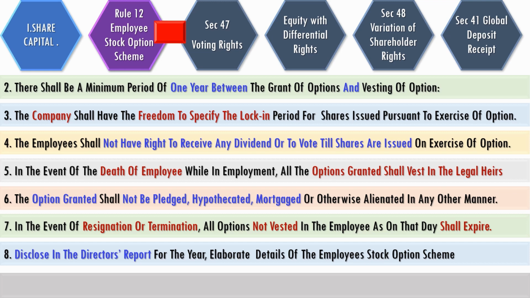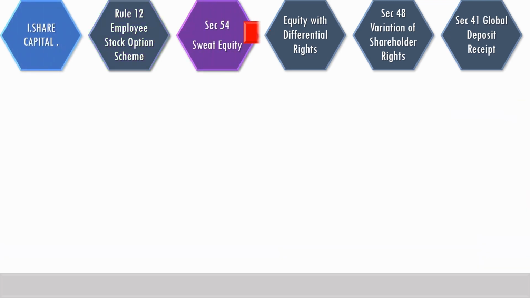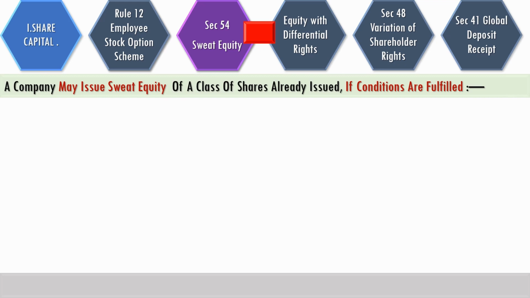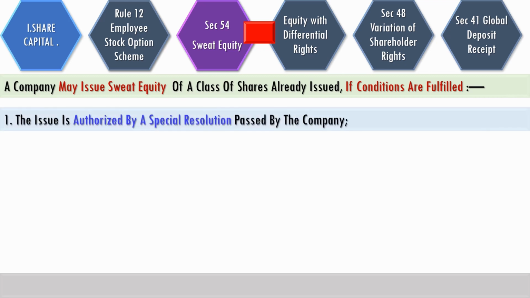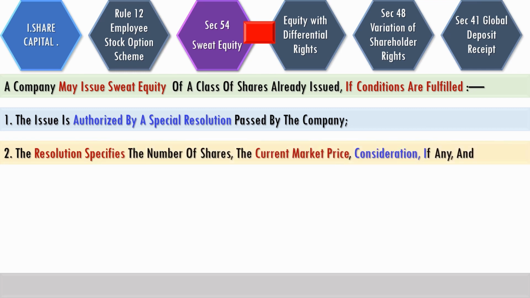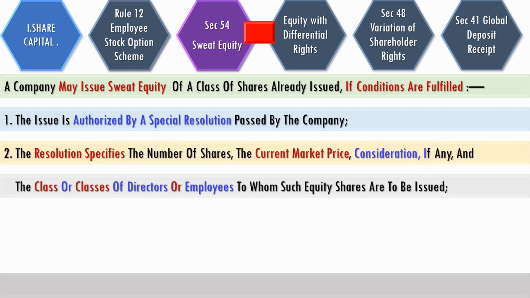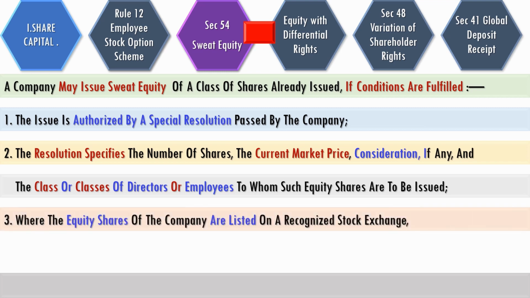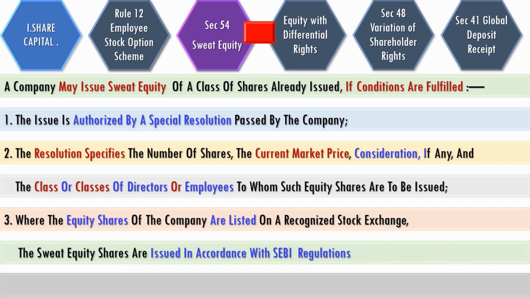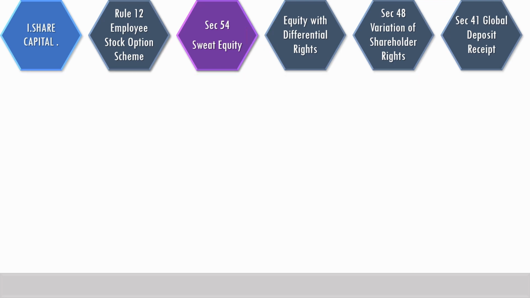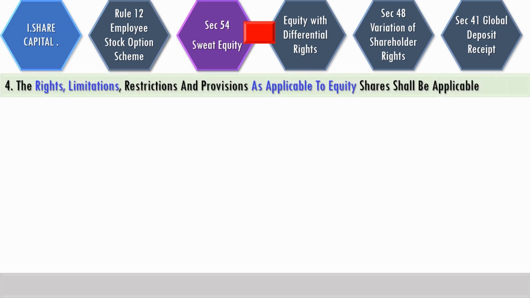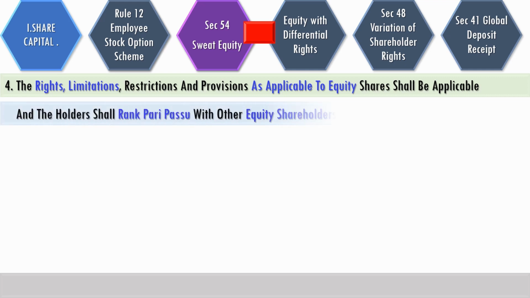Sweat equity is normally issued out of a class of shares already issued, subject to conditions. It has to be authorized by a special resolution, and the resolution specifies the number of shares, current market price, consideration, and the class or classes of directors or employees to whom they are required to be issued, and where the equity shares are listed, the sweat equity will be issued in accordance with SEBI guidelines. Sweat equity shares will rank pari passu with other equity holders as regards rights, limitations and restrictions.